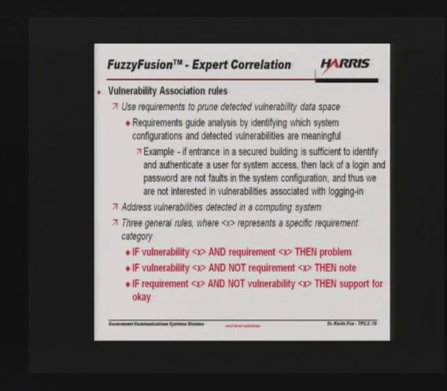And they exist in the format listed here, right? If it's a vulnerability and it's a requirement, then there's a problem. If it's a vulnerability but it's not a requirement, let the user know, okay? If it's a requirement but it's not a vulnerability, then the fact that it's supported as a requirement is okay. So we found ways to cut down the search space. And those are the three basic categories that we used.